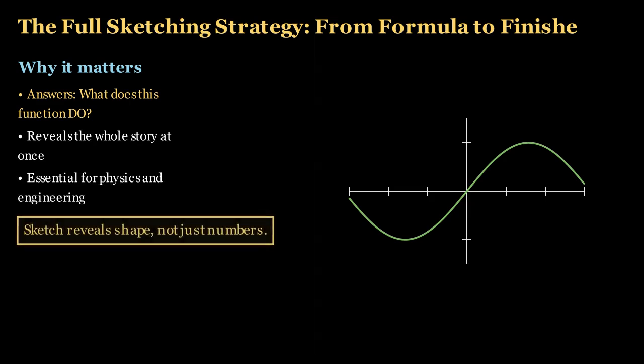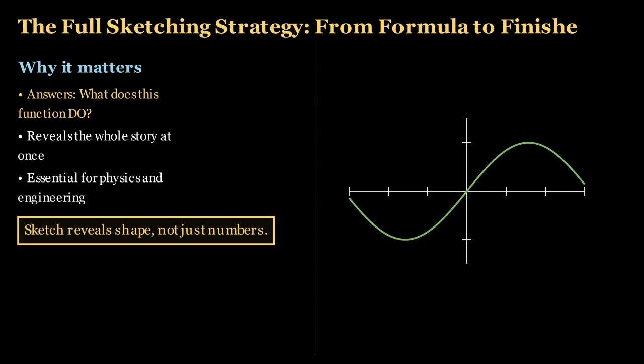This is exactly what you need in physics and engineering to understand how a planet's path bends, or how a bridge will sag under weight. It turns a mysterious equation into a predictable, visible shape you can reason about. Let's build the strategy step by step for our example. f of x equals x cubed minus 3x.